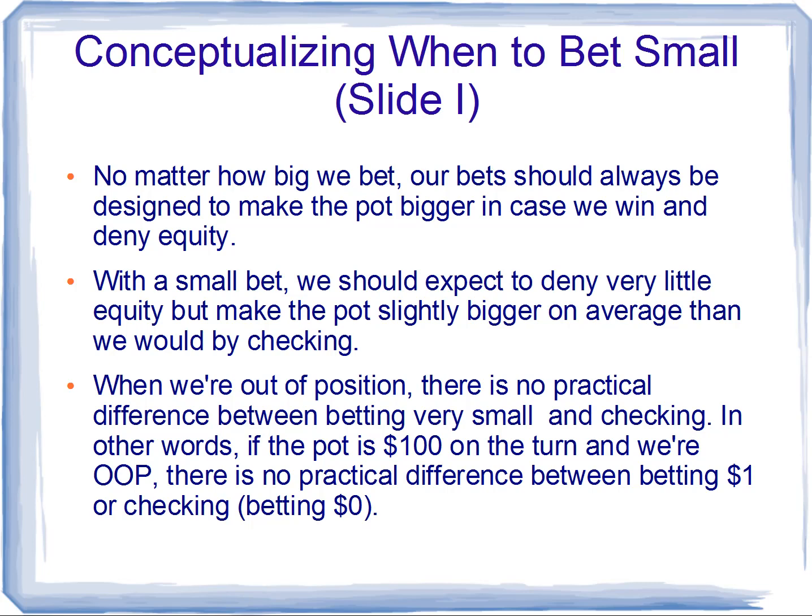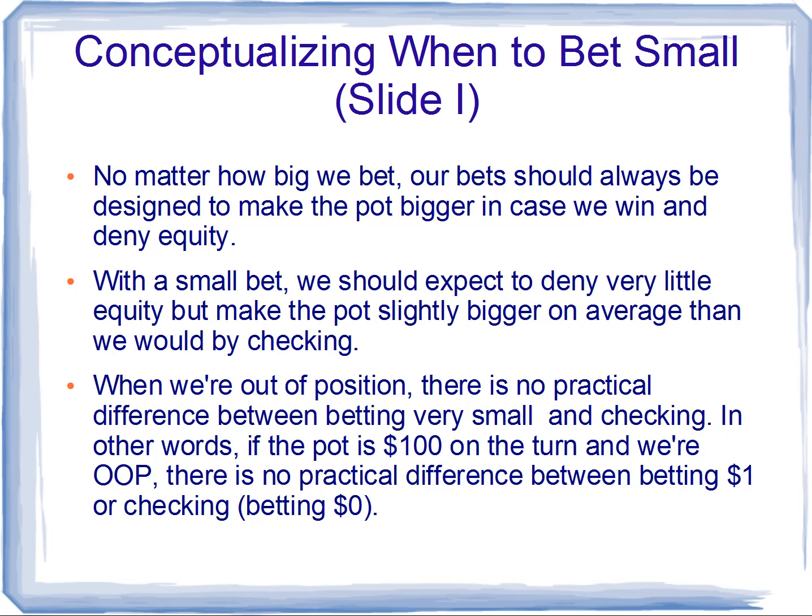People always get weirded out when they bet small out of position because they go, well, if I bet small out of position, I don't know what to do if I face a raise. Right. Well, I don't usually know what to do if I check out of position and face a bet and I have a medium strength hand. There's no real way to avoid the sticky situation of having a medium strength hand when you're out of position. If you check and face a bet, it sucks. If you bet $1 into a $100 pot and he raises, it sucks. If you bet $10 into a $100 pot and he raises, it sucks.